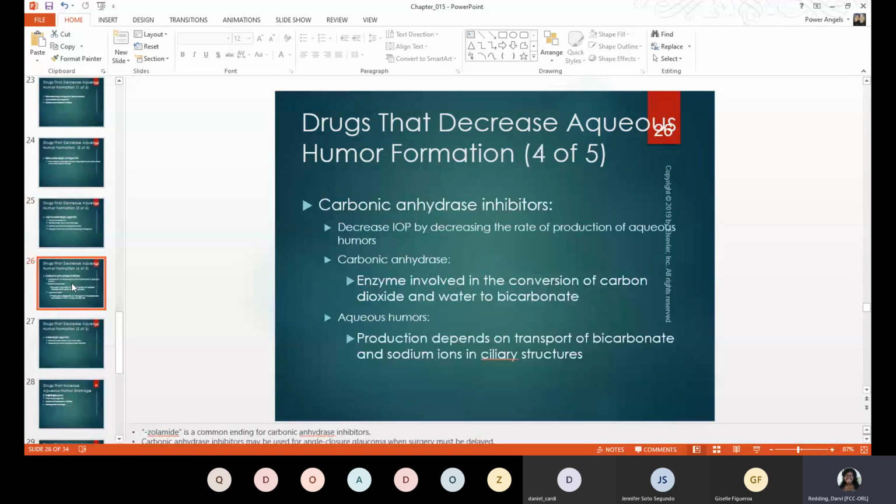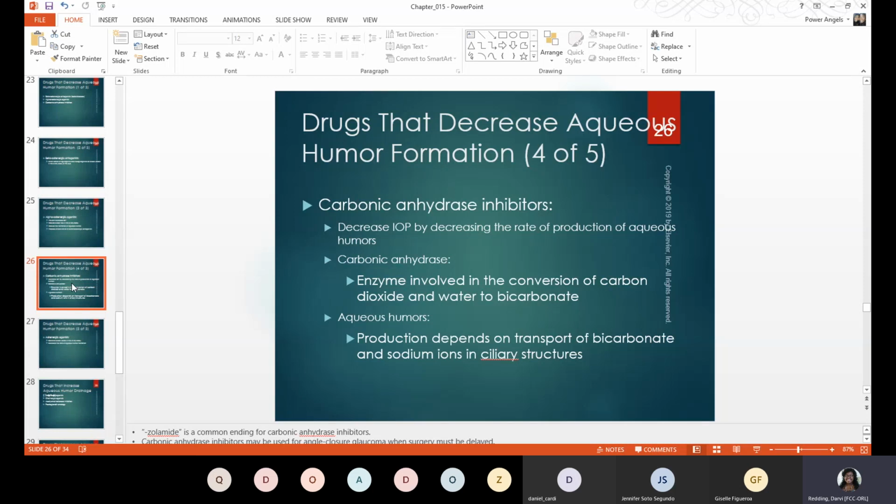So in continuing to learn about more drugs that help decrease the aqueous humor, we're going to learn about the carbonic anhydrase inhibitor. Now this works by decreasing the intraocular pressure, by decreasing the rate of production of the aqueous humor.